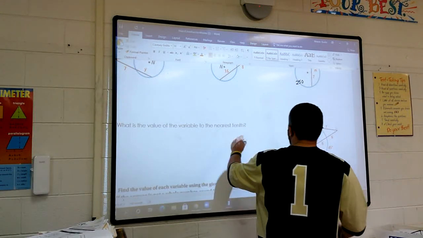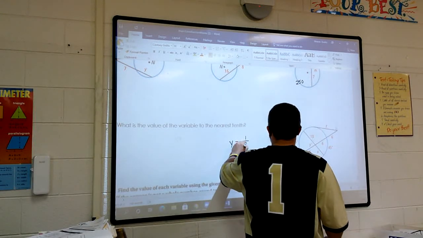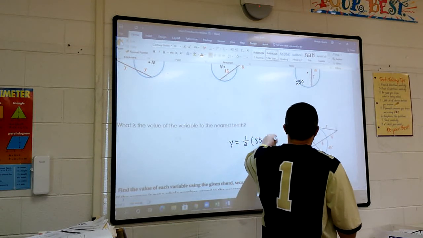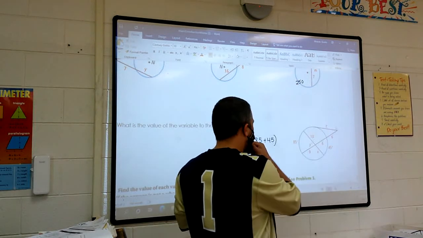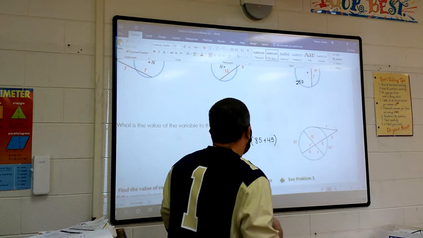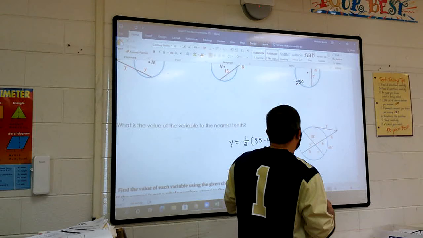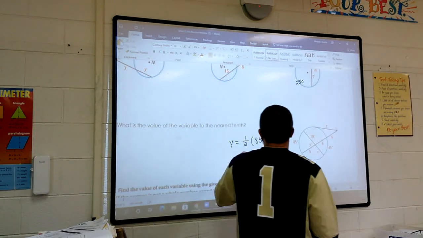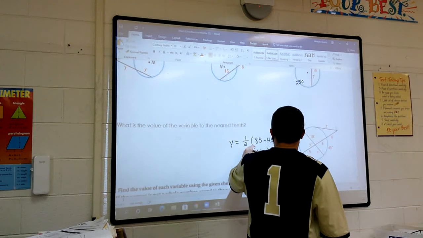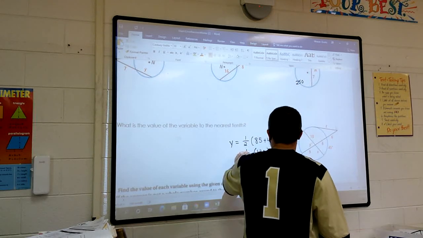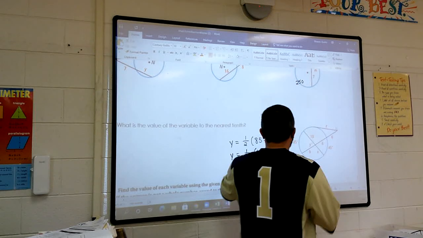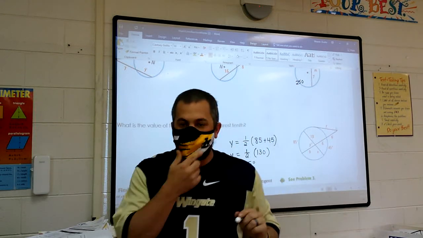So y is going to equal half of 85 plus 45. So that's how we can get y. Let's add those up. 85 plus 45 is 130. Half of 130 is just 65. So y is 65 degrees. So we got y. We got that part done.